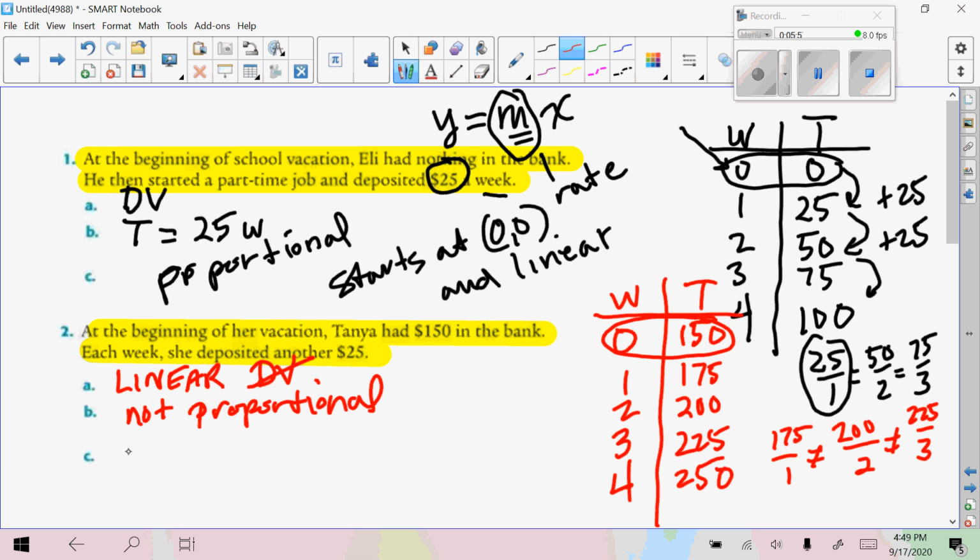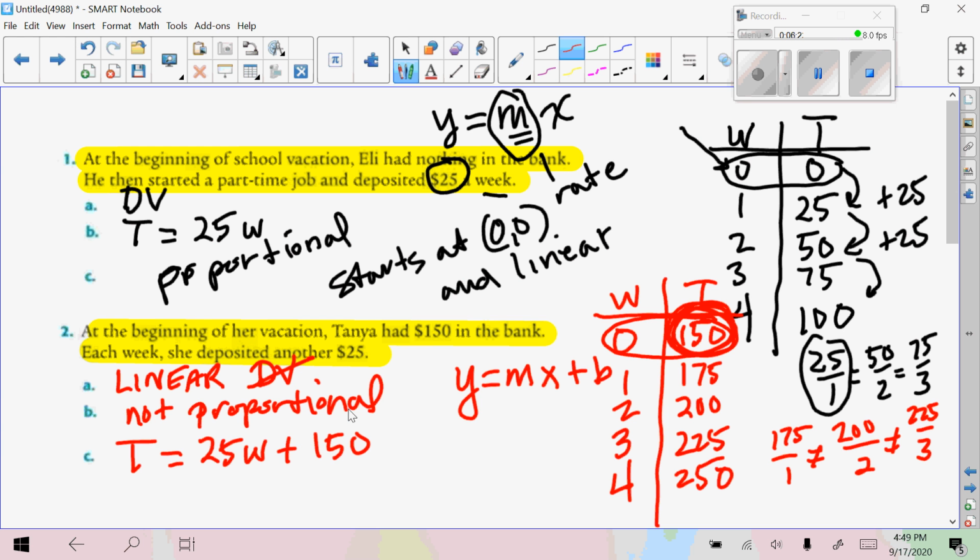And it is linear though, so we can write an equation. Now linear equations that are not direct variations can be written like this: something times x plus something extra. That extra is the beginning amount. So we're going to write T equals, it's going up by $25 per week, so 25 times W plus the starting amount, which is 150.